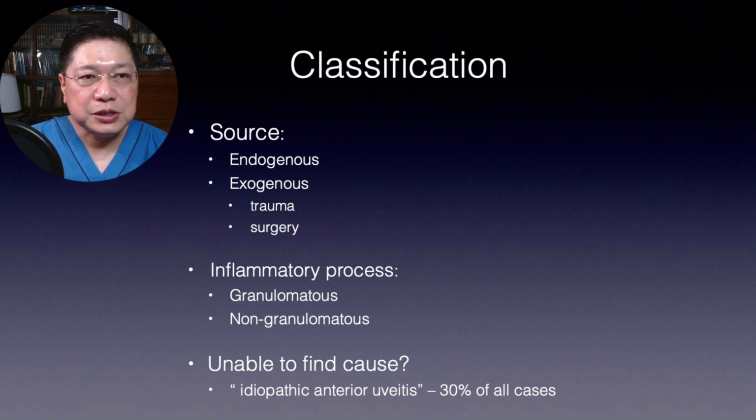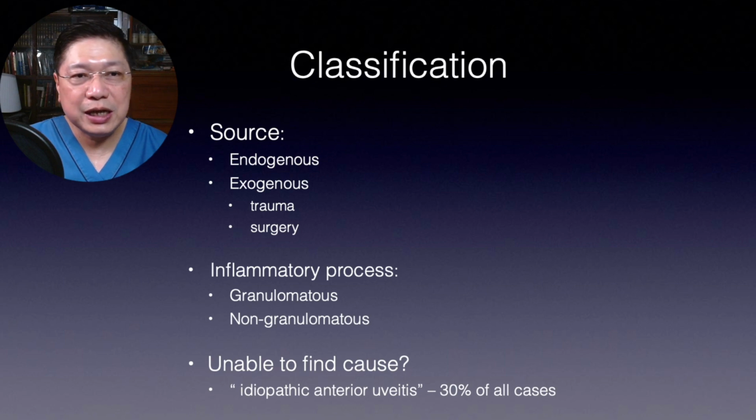As far as the source, it could be endogenous or exogenous, meaning coming from the inside or coming from the outside. In exogenous, it could be because of trauma or because of surgery. As far as inflammatory processes, it could be granulomatous or non-granulomatous, or in 30% of all the cases, we don't really know where it came from. We call it idiopathic.